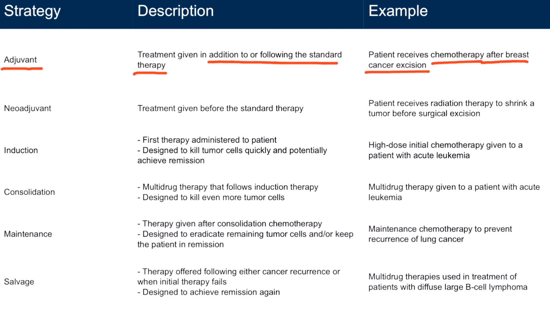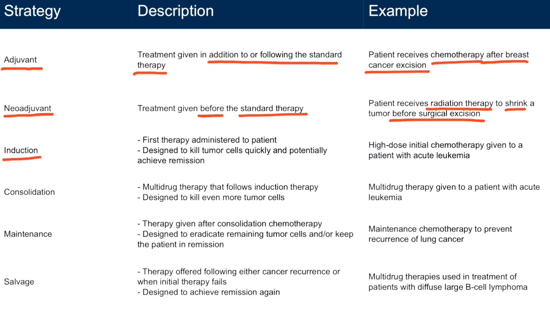In this case, the breast cancer excision would be the standard therapy, and the chemotherapy that follows it would be classified as adjuvant chemotherapy. In contrast to adjuvant therapy is neoadjuvant therapy, which is when treatment is given before the standard therapy. For example, a patient may receive radiation therapy to shrink a tumor before a scheduled surgical excision. In this case, the radiation therapy would be classified as neoadjuvant radiation as it preceded the surgical excision.